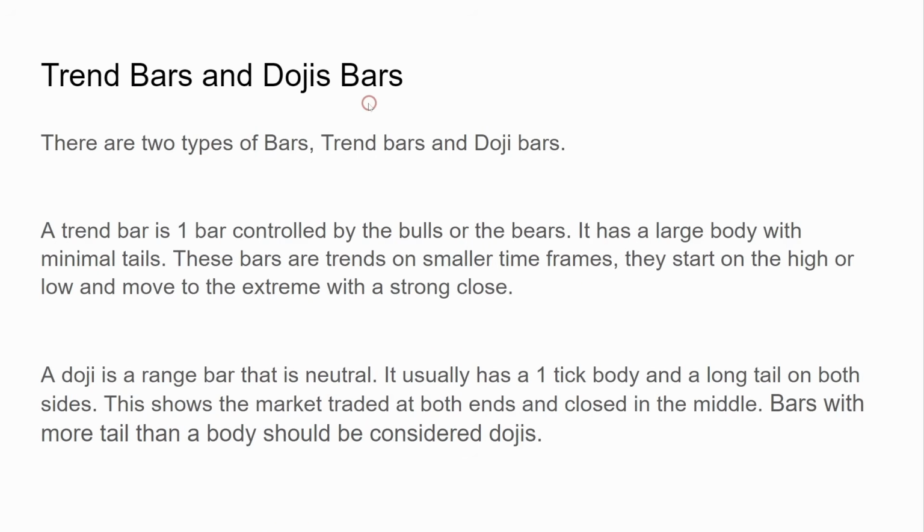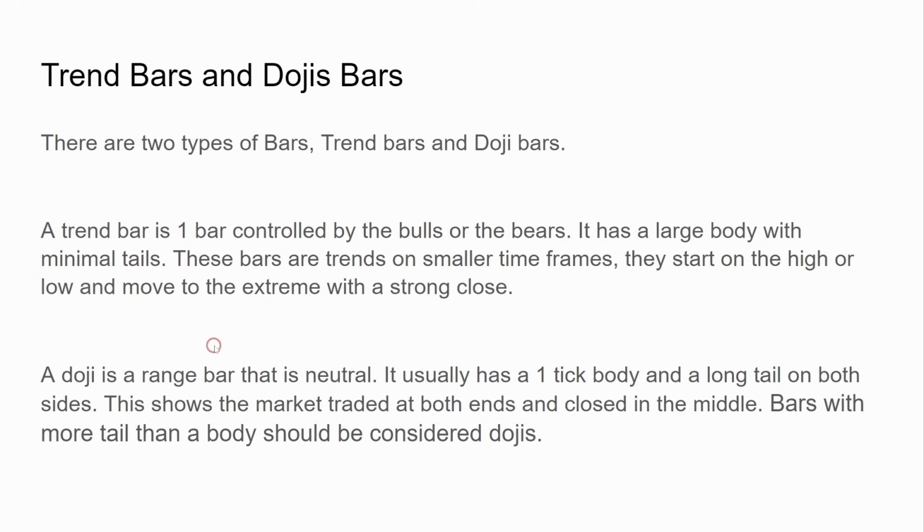Trend bars and doji bars. There are two types of bars, trend bars and doji bars. A trend bar is one bar controlled by the bulls or the bears. It has a large body with minimal tails. These bars are trends on smaller time frames. They start on the high or the low and move to the extreme with a strong close.